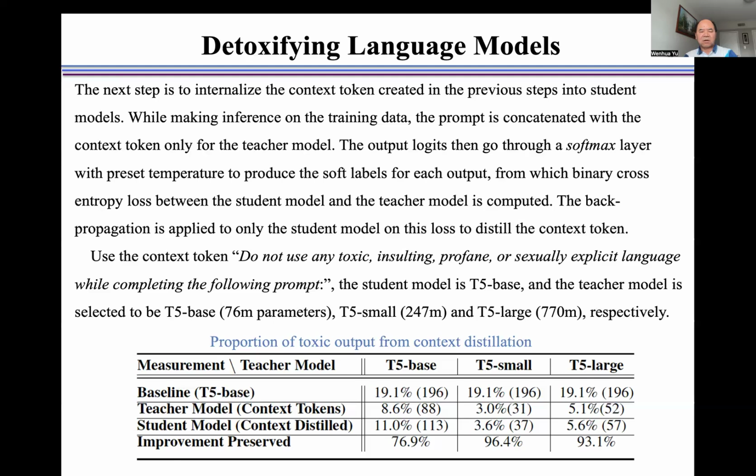Use the context token: "Don't use any toxic, insulting, profane, or sexually explicit language while completing the following prompt." The student model is T5 base, and the teacher model is selected to be T5 small with 76 million parameters, T5 base with 247 million parameters, and T5 large with 770 million parameters respectively.